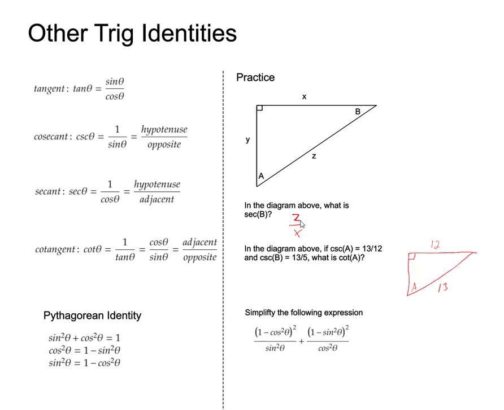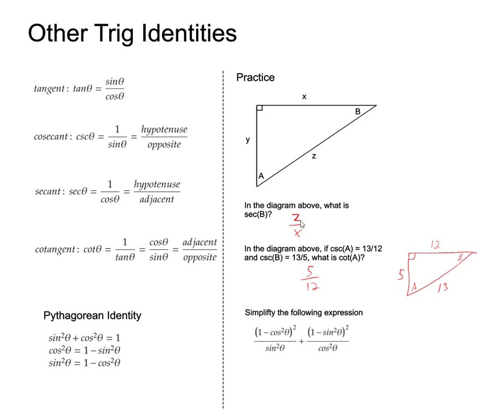Moving on, we'll look at the cosecant of b. We already know that the hypotenuse is 13, so then opposite, of course, has to be 5. So now we want to find the cotangent of a. Now that we have the diagram, the cotangent of a, instead of being opposite over adjacent, it's going to be adjacent over opposite. So the cotangent of a is going to be 5/12.